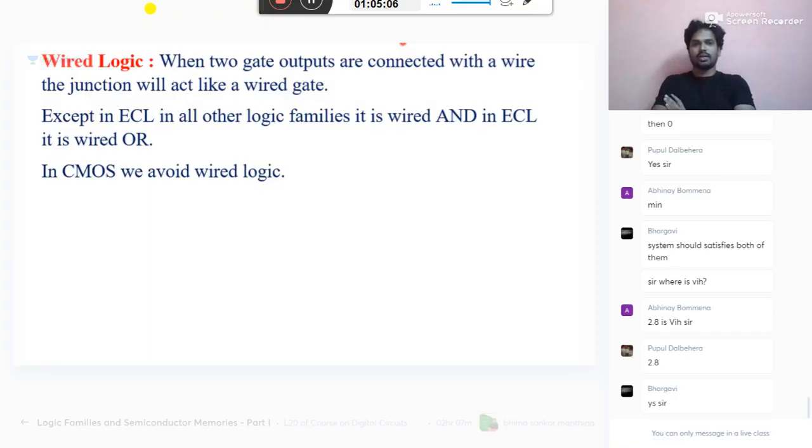One more important concept to understand these logic families is wired logic. It's not wild, wired. Okay. When two gate outputs are connected with a wire, the junction will act as a wired gate. That is what we call wired logic. Except in ECL, generally in all other logic families, we call it a wired AND. In ECL, it is a wired OR.